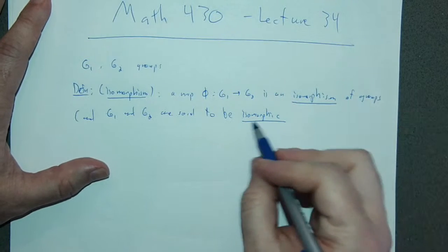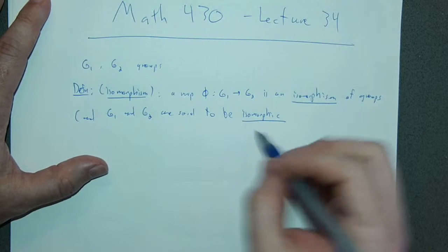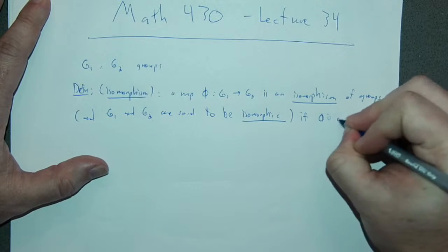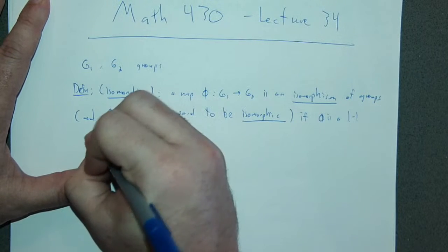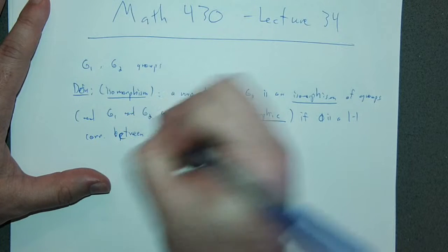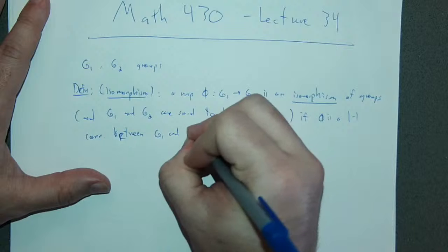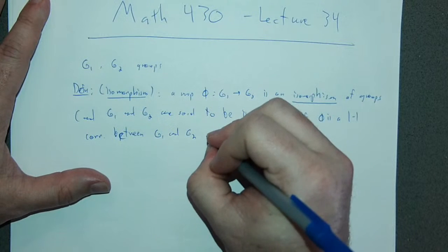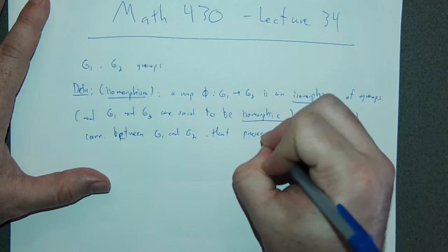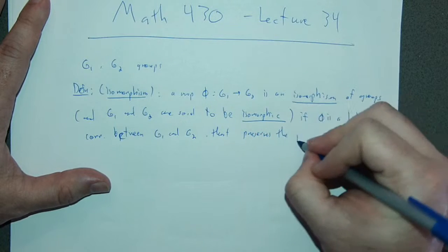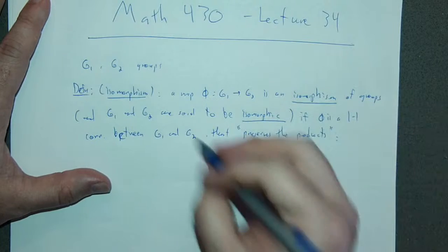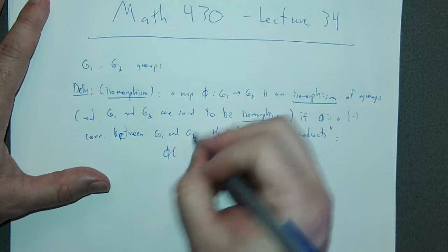I'll mention specifically what this means. So these are said to be isomorphic if phi is a one-to-one correspondence between G1 and G2. So it's one-to-one and onto. That preserves the products. What does that mean? It means that it maps products to products.